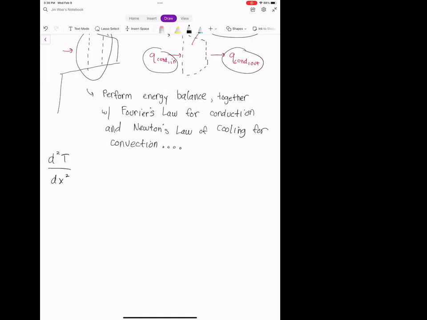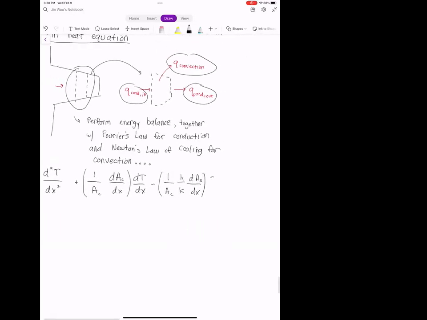And so we have d squared T dx squared plus 1 over A sub c times dA_c dx. And I'll define all these terms in a second, but let me just go ahead and write out the whole equation first. That's multiplied by dT dx. Okay. Then we have 1 over A_c times h over k times dA_s dx. Okay. And this is going to be multiplied by T minus T_infinity. And the whole thing is going to be equal to 0. Okay. And so this right here is the fin, or you can think of it as the extended surface heat equation.